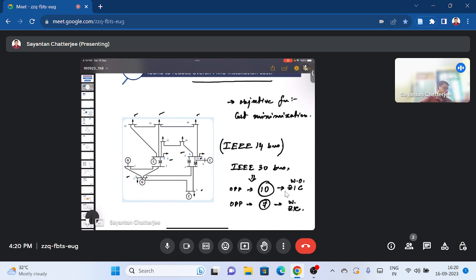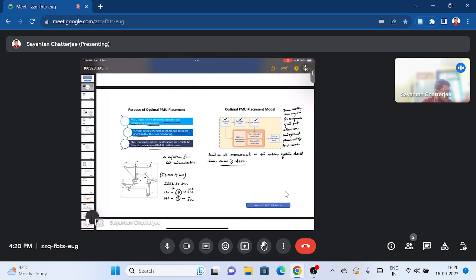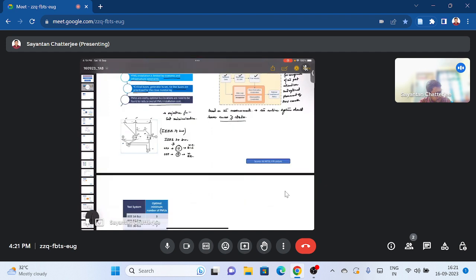So what are zero injection constraints? These are constraints that apply when there is no injection at a bus. Those buses are termed zero injection buses, and they can be considered as perfect measurements in the system. Various techniques are available.